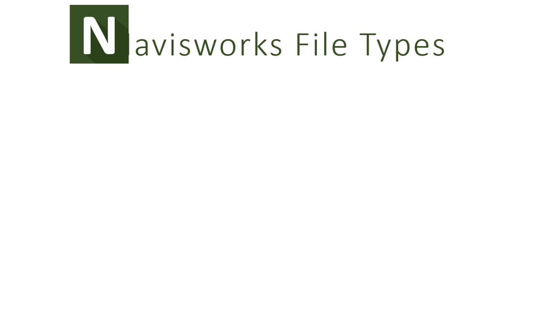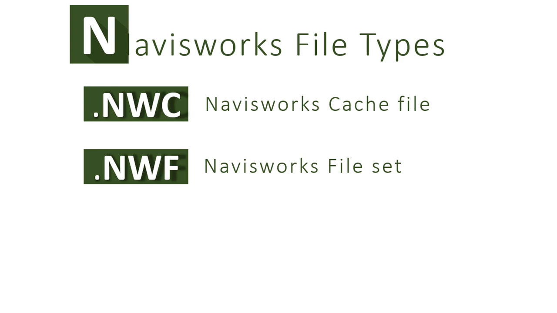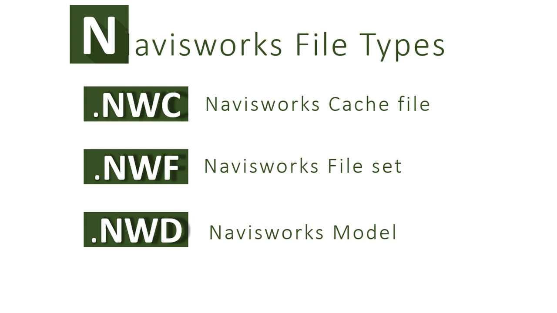The various file formats associated with Navisworks generate questions as to the usage of each format. There are three main output file extensions from Navisworks. The first is an NWC. This is called a Navisworks Cache file. There is an NWF. That's called the Navisworks file set. And last but not least, there is an NWD. This is a native Navisworks model.